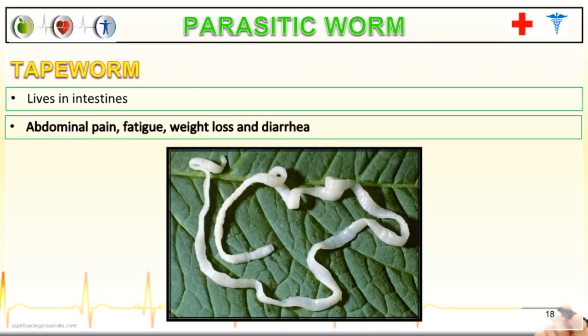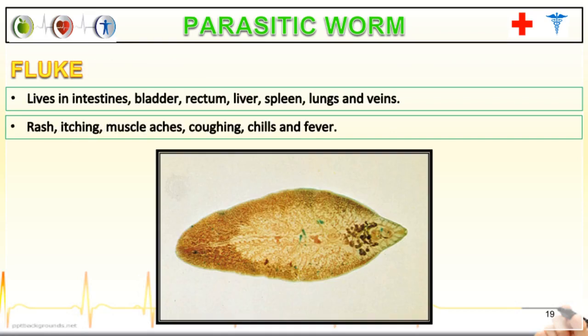The tapeworm lives in the intestines and is transferred by its eggs from one host to another. It causes abdominal pain, fatigue, weight loss and diarrhea. The fluke lives in the intestines, bladder, rectum, liver, spleen, lungs and veins. It causes rash, itching, muscle aches, coughing, chills and fever.